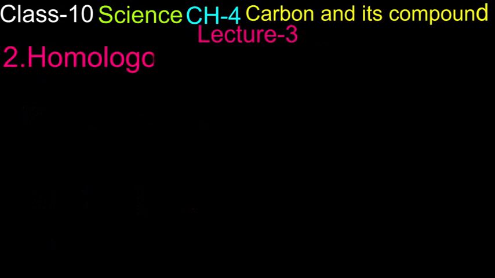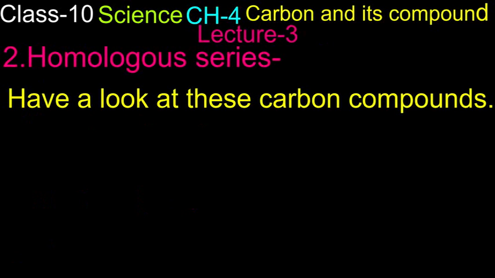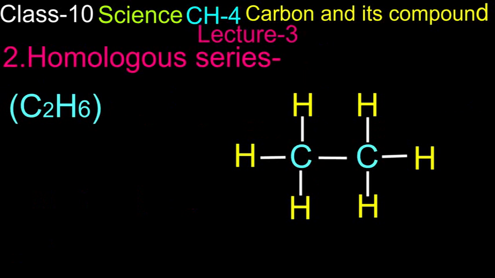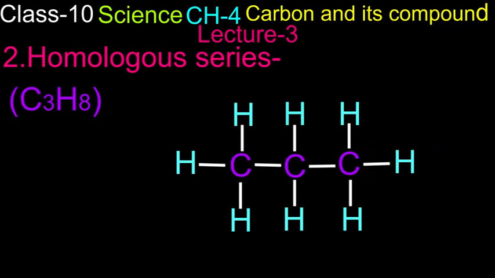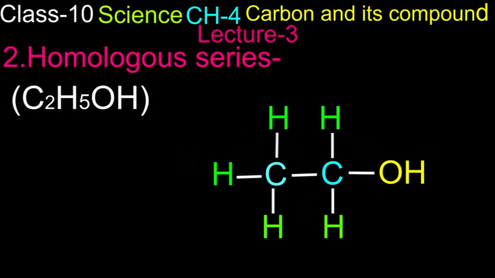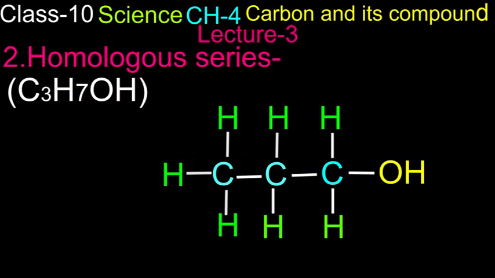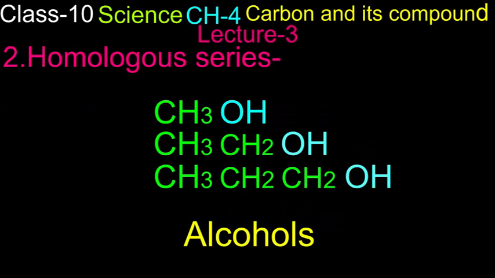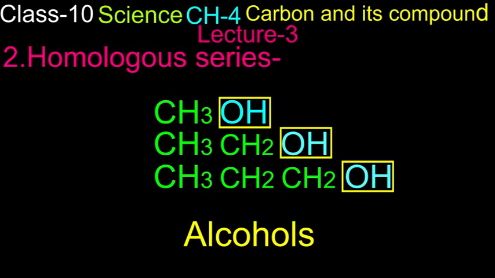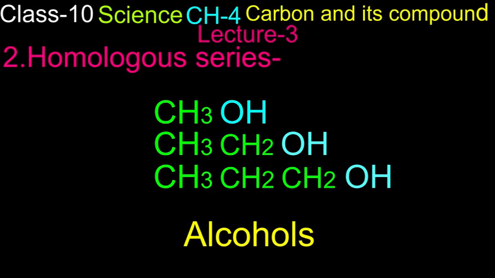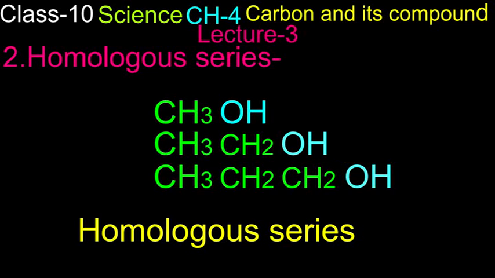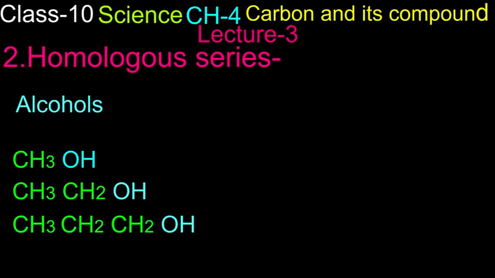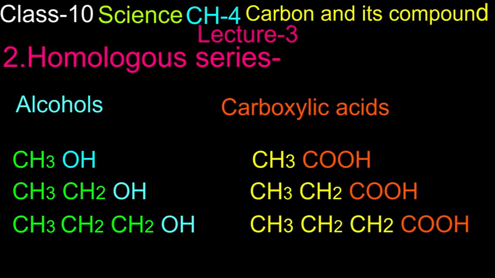Next, I tell you about homologous series. Have a look at these carbon compounds, that is CH4, C2H6, C3H8, CH3OH, C2H5OH, C3H7OH. All such compounds have a common functional group and their chemical formula varies just by CH2. Such a series is called a homologous series. We can have homologous series for alcohols and similarly for carboxylic acids.